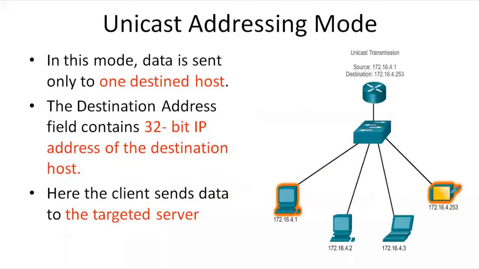Unicast address is the first important one, the unicast addressing mode. In this mode, data is sent to only one destination. The right side diagram shows data being sent to only one destination. The destination address field contains the 32-bit IP address of the destination host. For example, your client sends data to the server.